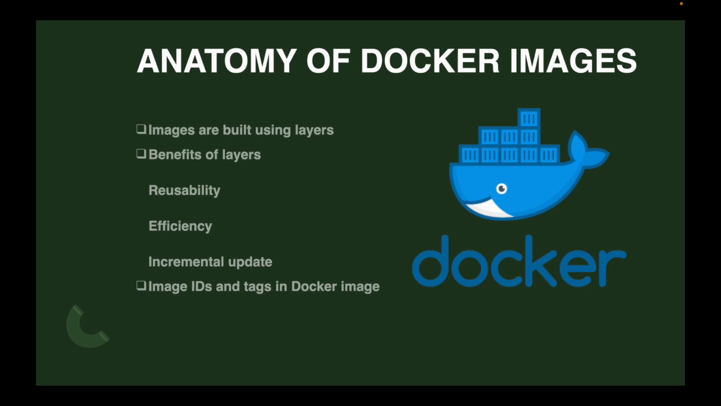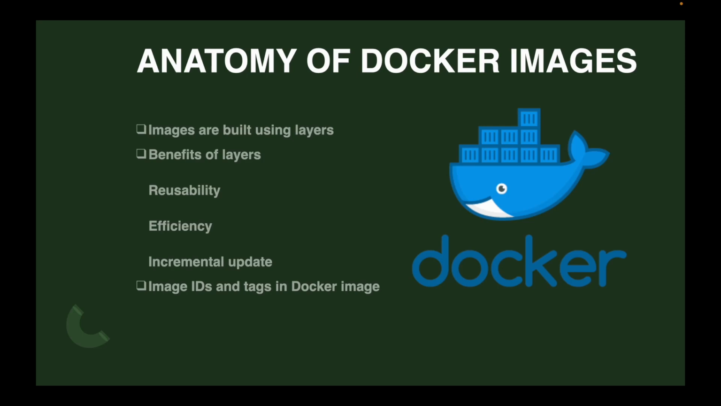There are several benefits of this layered structure. First one is reusability. Layers allow for the use of common components across multiple images. For example, if two images share the same base operating system, in that case, that operating system layer can be reused in both the images, reducing redundancy and saving disk space.